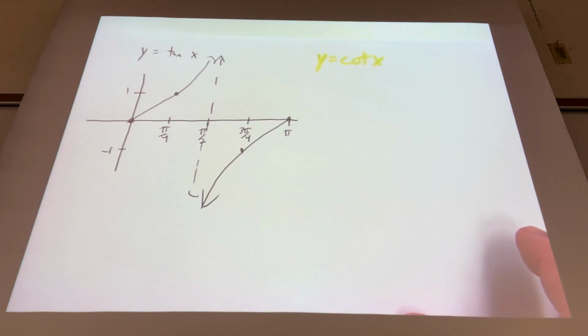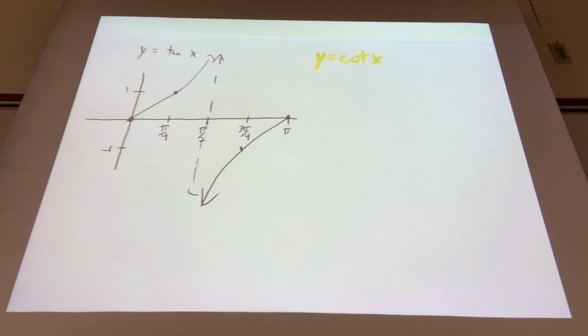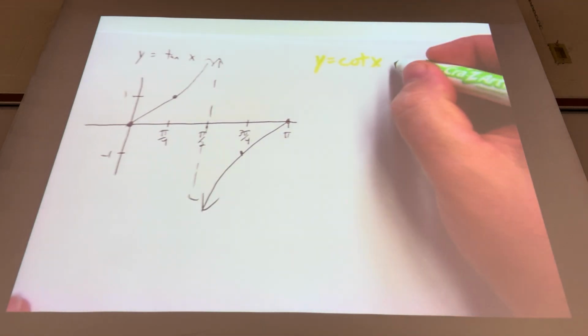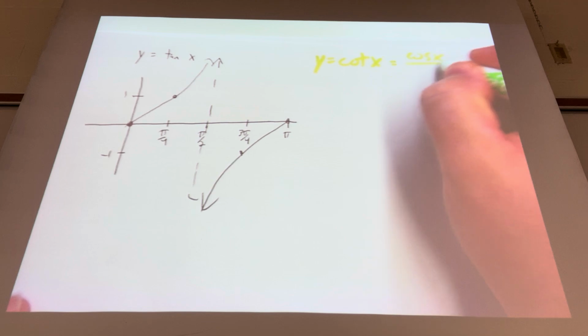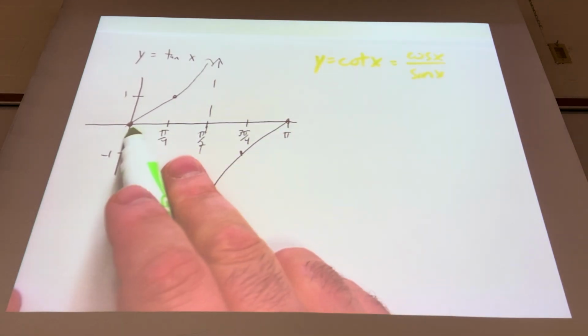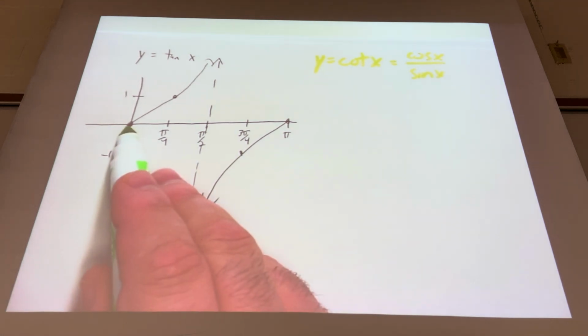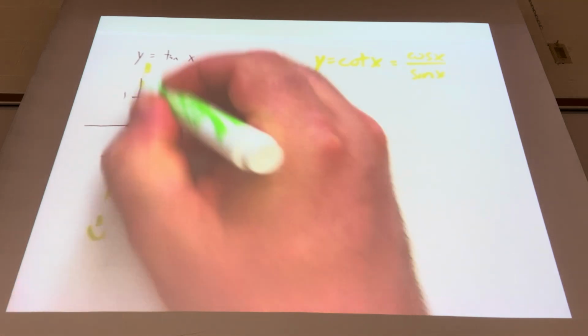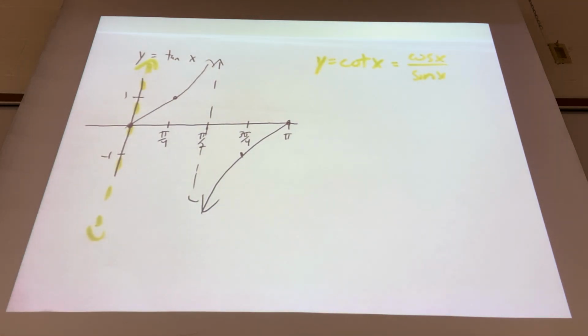Okay, y equals cotangent x. Now, cotangent is a reciprocal of tangent. So in a way, it relates to cosine x over sine x. But we're just going to relate to the function right here. As we consider this, what's the reciprocal of 0? Undefined. So cotangent starts undefined from that 0.